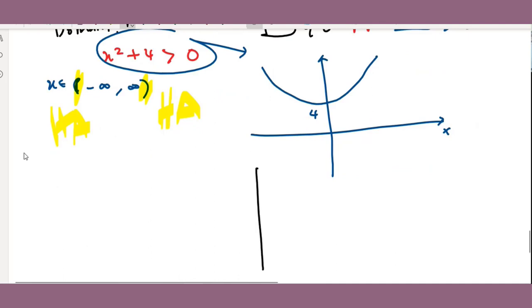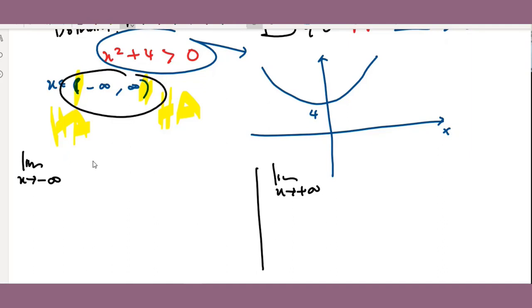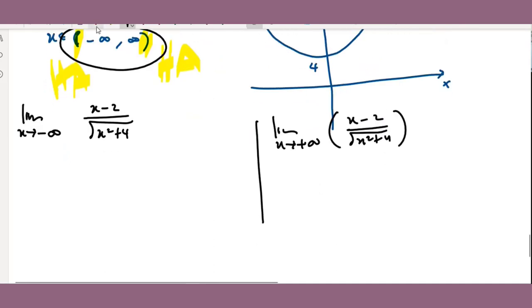So find the limit as x tends to negative infinity and the limit as x tends to positive infinity, following the domain. The function is (x minus 2) over the square root of (x squared plus 4). First step, always direct substitution. This one is negative infinity, and this one is positive infinity, so it is still an indeterminate form.